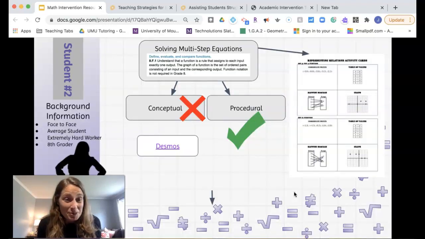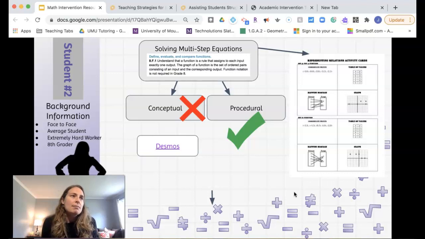The next student, remember, we were talking about functions, and she thought so long and so hard about that definition, and she got all of them right, which was awesome, but she really needed some conceptual understanding to take some of that procedural thinking, that cognitive load that she was experiencing, off of her.